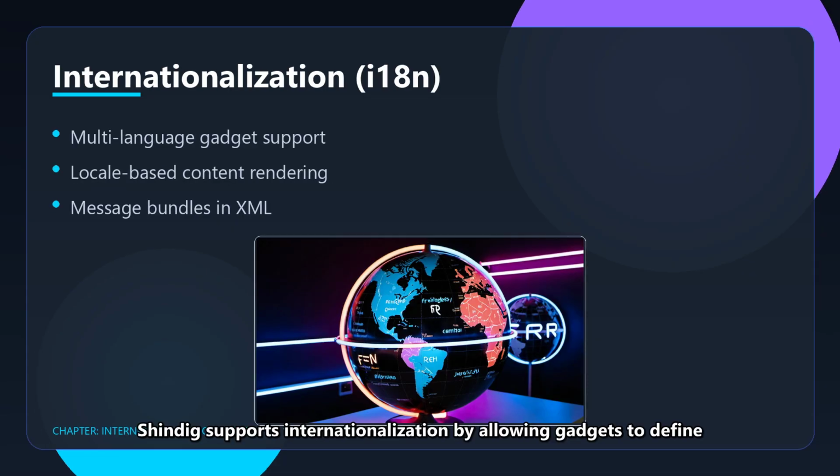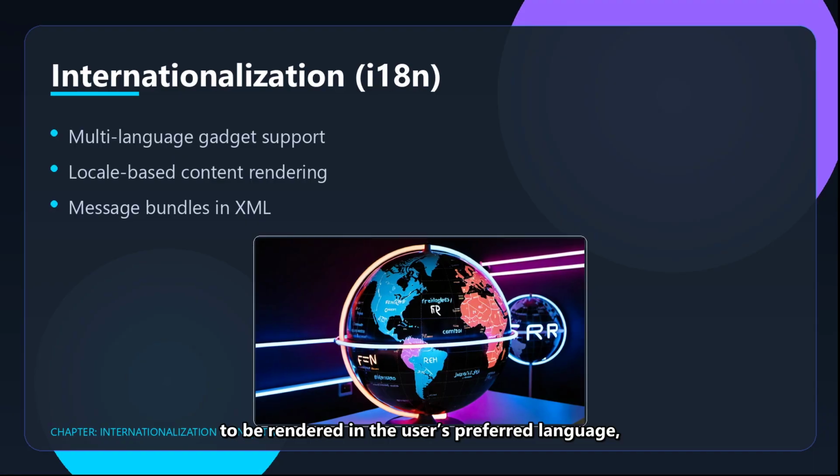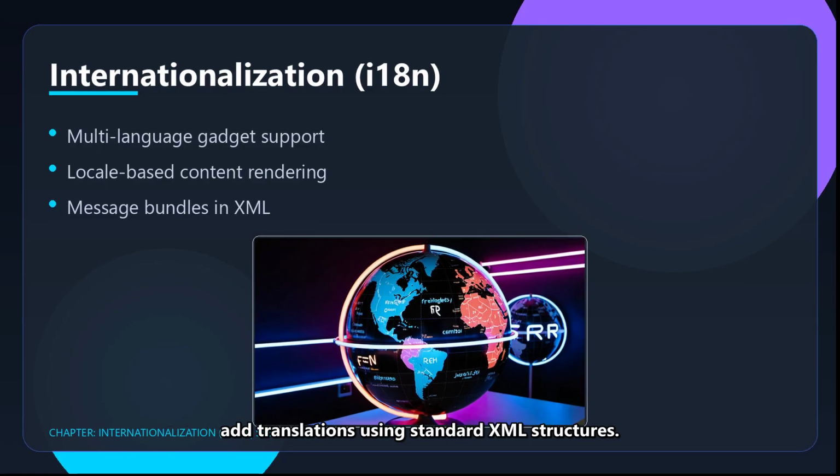Shindig supports internationalization by allowing gadgets to define message bundles for different locales. This enables content to be rendered in the user's preferred language, improving accessibility and global reach. Developers can easily add translations using standard XML structures.